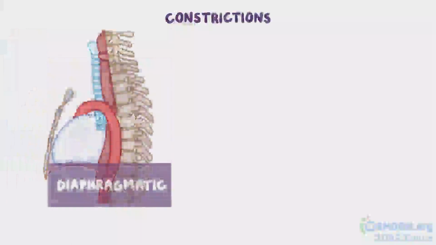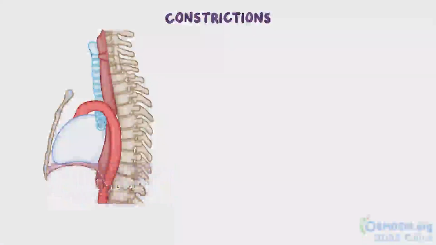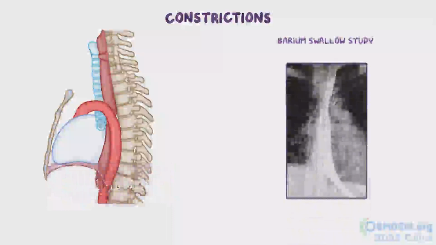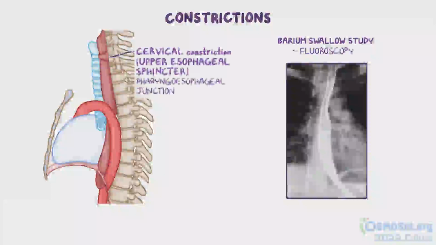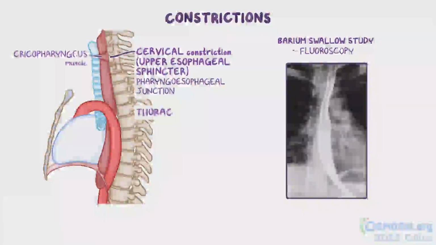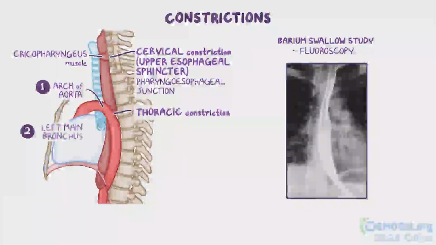Now, to better visualize the esophagus and these constrictions, a barium swallow study can be performed which uses an X-ray imaging technique called fluoroscopy. The cervical constriction, also known as the upper esophageal sphincter, is located at the pharyngoesophageal junction and is caused by the cricopharyngeus muscle. The thoracic or bronchoaortic constriction can occur at 2 points where the esophagus is first crossed by the arch of the aorta and then where it's crossed by the left main bronchus.